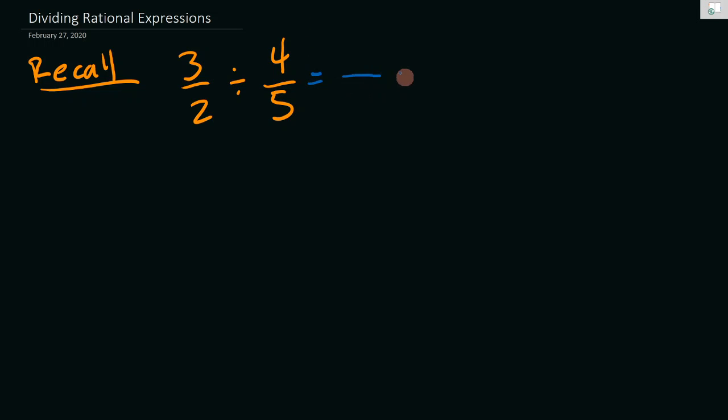Now before we jump into this, let's just do a quick recap. Recall how you divide integer fractions. So let's say I've got 3 over 2 divided by 4/5. Now, if you're a student in my class, you've probably heard me tell you that division is a lie. Division doesn't actually exist. And the reason is because division is essentially multiplying by the reciprocal of a number. So when we divide by 4/5, that's the same as multiplying by 5/4.